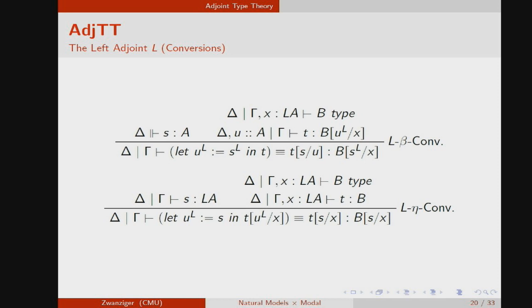Okay, and then the beta conversion for L says, if I have a D variable and a D term, there are two ways I can substitute. I could do a D substitution and then move into C, or I could first move the thing that I'm substituting into C, and then substitute the D term, which I also moved into C. And this rule says that those two things are the same. So you can first do a substitution in D and then move into C, or you can first move everything into C and then do this special substitution.